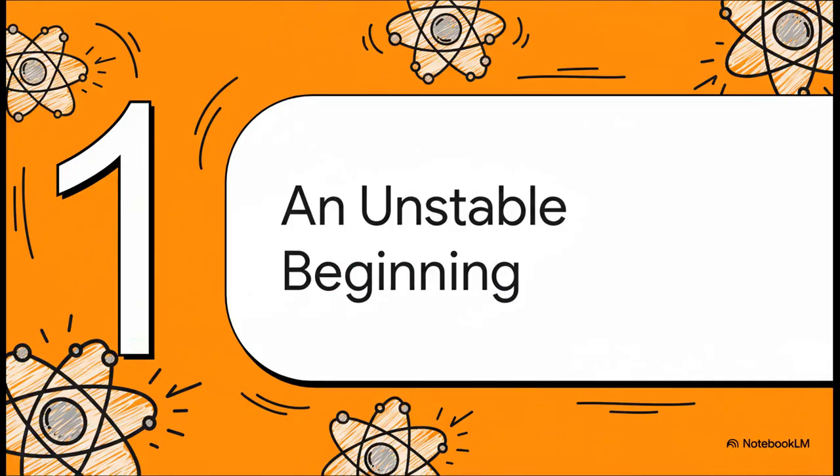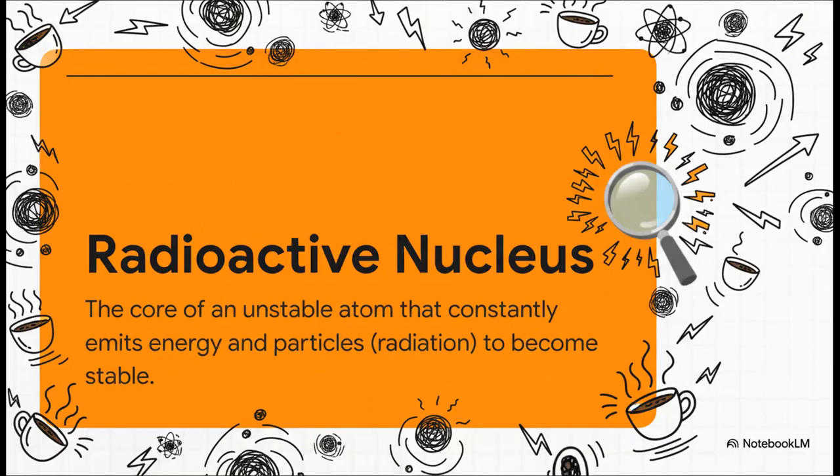To really wrap our heads around radiation, we have to think small. Like, really small. We've got to zoom all the way down to the level of a single unstable atom. This is where the whole story really begins. It all starts right here, inside the nucleus of an atom. You can think of a radioactive nucleus as being, well, super jittery. It has way too much energy, and its one and only goal in life is to calm down, to reach a state of stability. And the only way it can do that is by getting rid of that extra energy.